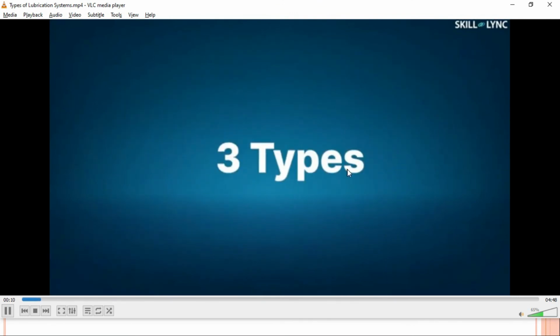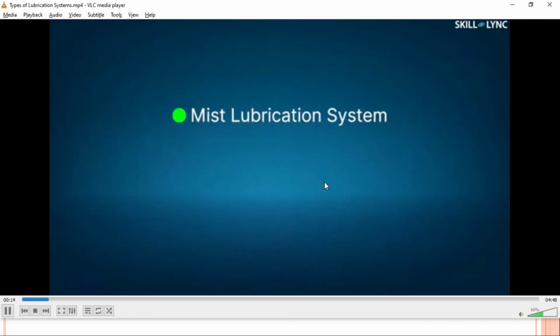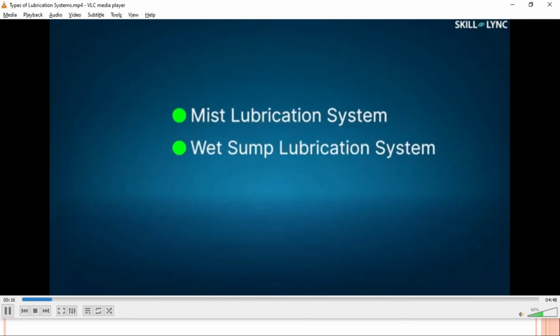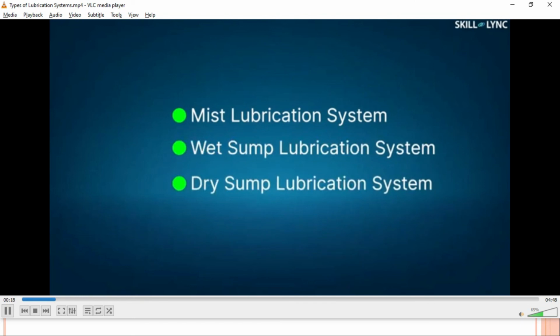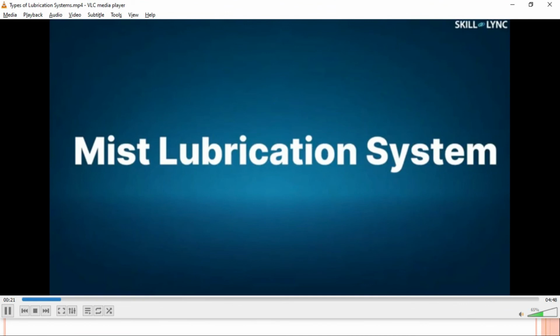In this video, we are going to discuss the types of lubrication systems. As discussed, engine lubrication systems can be divided into three types. They are the mist lubrication system, wet sump lubrication system, and dry sump lubrication system. As I explained, we have three different types of lubrication system as mentioned in this video. Let's start with the first type, the mist lubrication system.